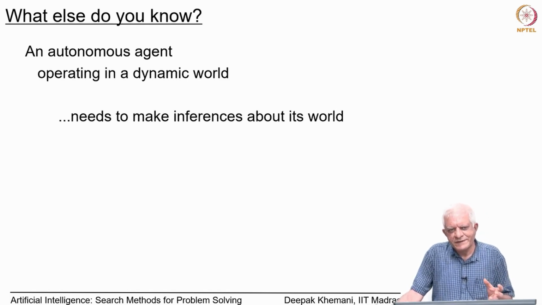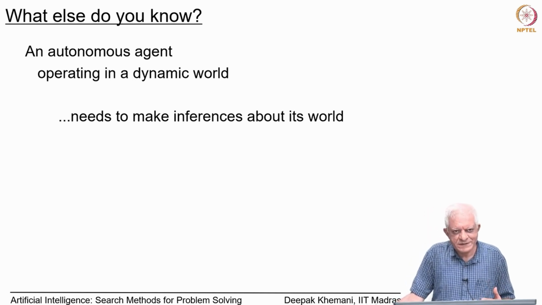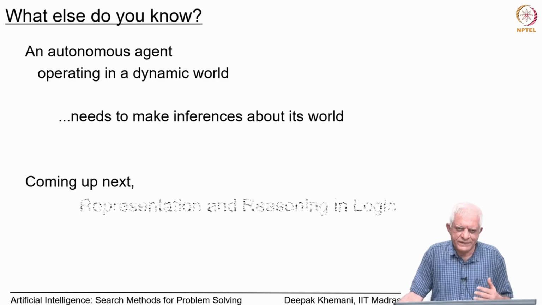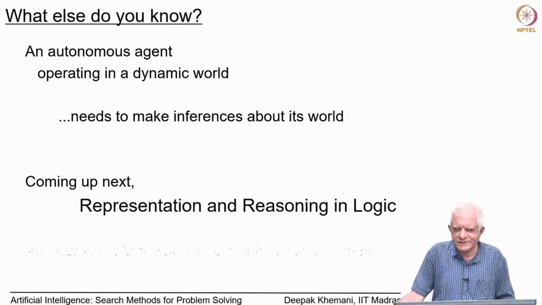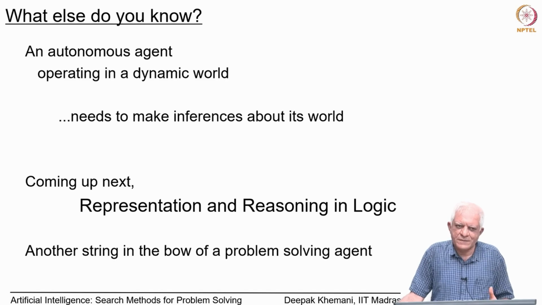So, you may see something, but based on what you see, you may infer something, essentially. That part of an agent's activity is what we will look at next. A little bit of logic, about a week or so in this course, and we will talk about representation and reasoning in logic, which is another string in the bow of a problem solving agent. So, search is not the only way to solve problems.